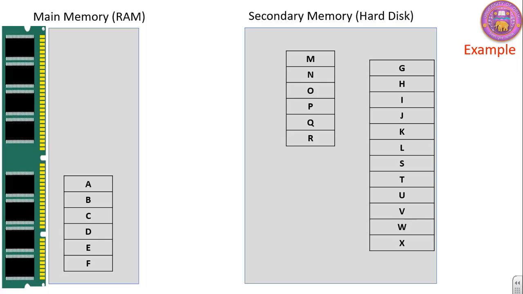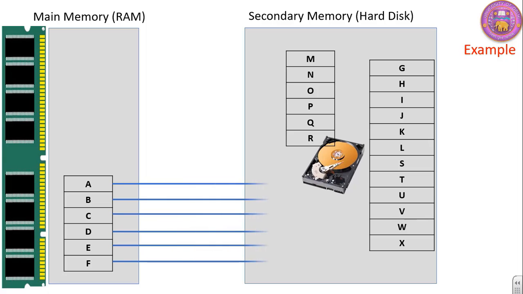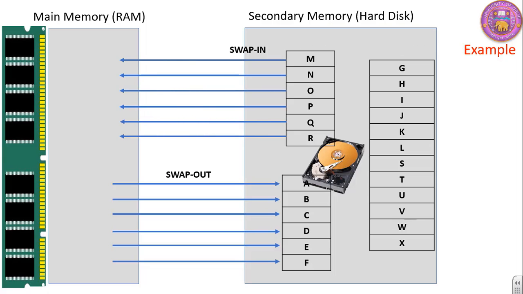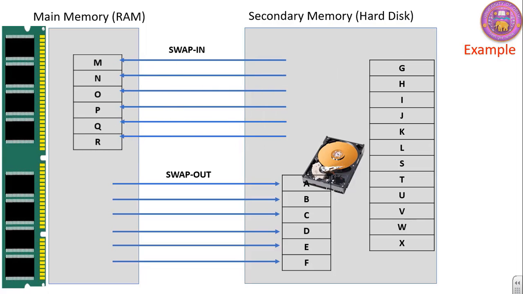Look at this particular example once more. Now the CPU requires M, N, O, P, Q, R pages, but the RAM is full. It does not have the capacity to hold more pages. So what the operating system does is swap out A, B, C, D, E, F pages from RAM to hard disk, and swap in M, N, O, P, Q, R pages to RAM. Now the CPU can start processing over these pages.